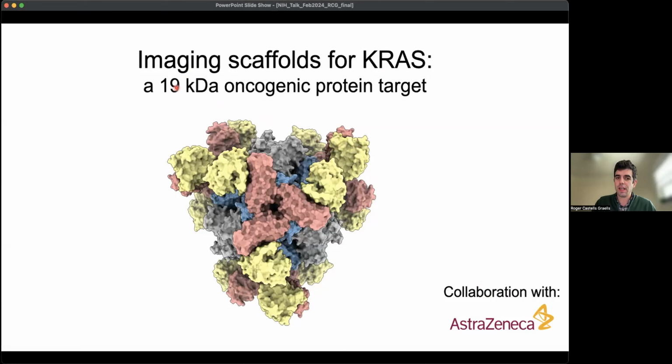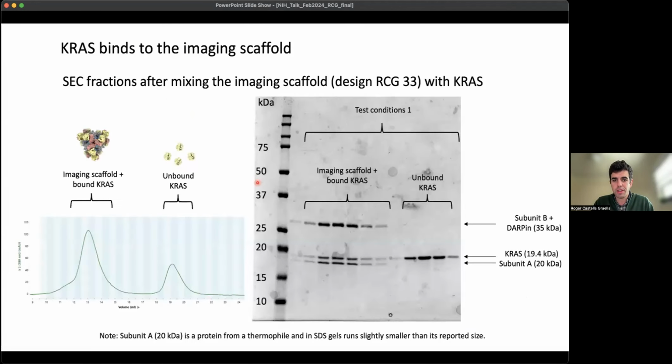But as you can see, as KRAS is 19 kilodaltons, it's too small to be seen on its own with cryo-EM, and it's a protein that you can crystallize. But sometimes, for example, if you want to screen for ligands, it's possible that some of them may affect your ability to crystallize it. So then using alternative methods like cryo-EM becomes useful. So I took the sequences for these DARPins that would bind KRAS, and we integrated them into these protein cages.